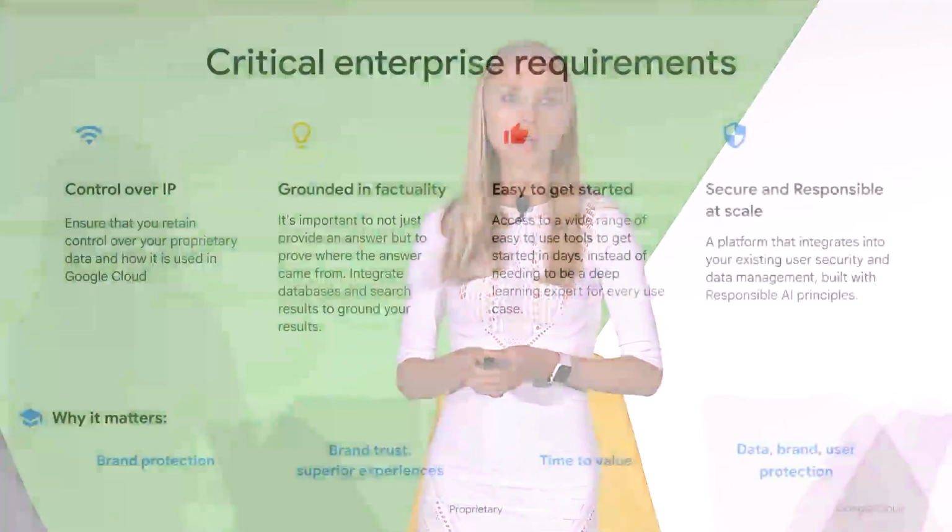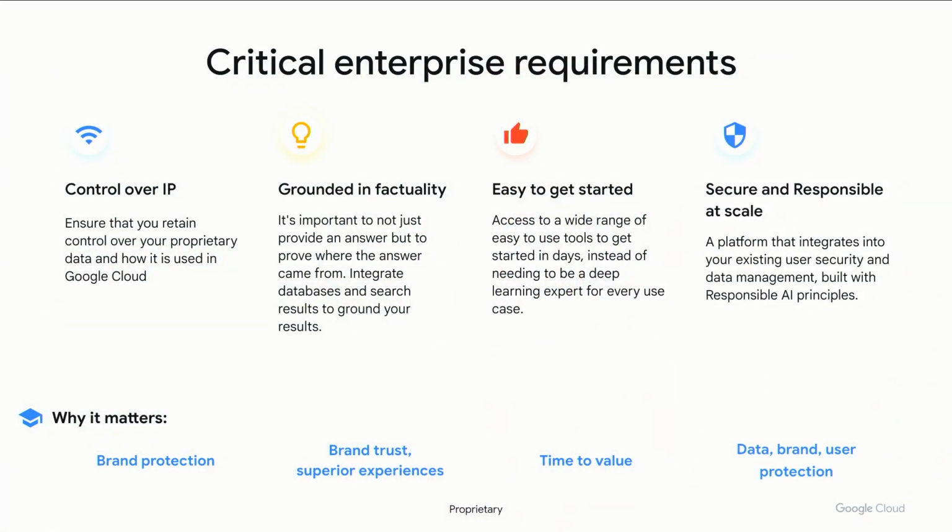What are the critical aspects that we've seen in enterprise environment? The first one is control over IP. And as I was mentioning before, anything that is prompt, training data or model output is truly your data and your protected IP. The second aspect is grounding in factuality, and that's the unique risk of generative AI.